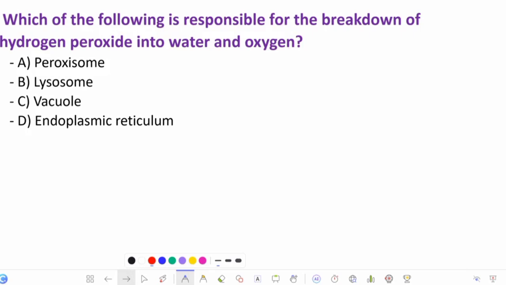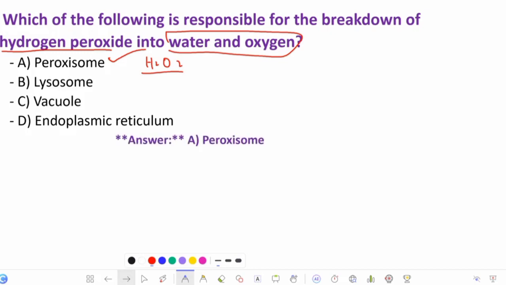Next one, which of the following is responsible for the breakdown of hydrogen peroxide into water and oxygen? Hydrogen peroxide, H2O2, is a chemical that is sometimes produced inside the cell, and it will be converted into water and oxygen. Which organelle is responsible for this function? Peroxisome, lysosome, vacuoles, endoplasmic reticulum. Peroxisome is the correct option. Anywhere in the body, when hydrogen peroxide is produced, it will be broken down into water and oxygen by peroxisome.